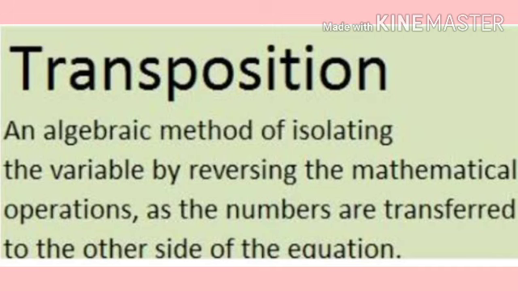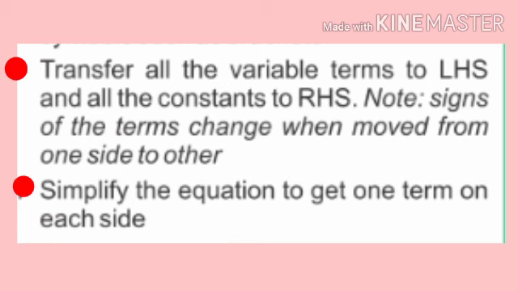Transposition method: an algebraic method of isolating the variable by reversing the mathematical operations as the numbers are transferred to the other side of the equation. Steps to follow. Transfer all the variable terms to left hand side and all the constants to right hand side. Note, signs of the terms change when moved from one side to the other. And second one, simplify the equation to get one term on each side.